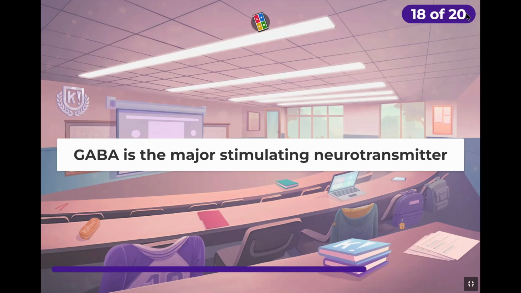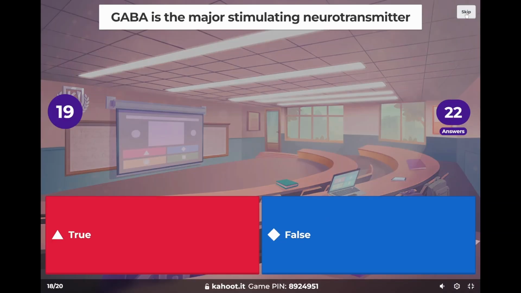GABA is the major stimulating neurotransmitter, true or false?